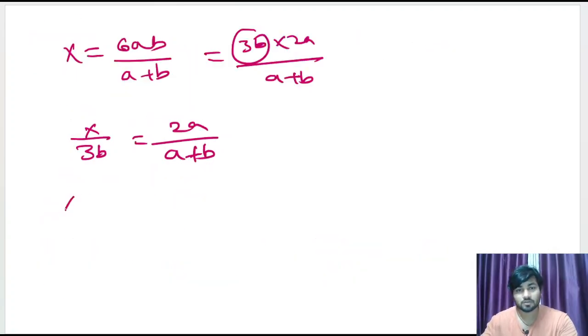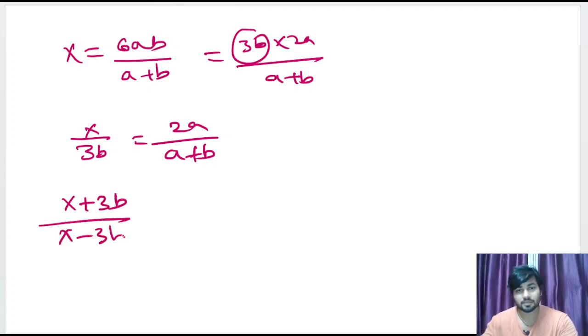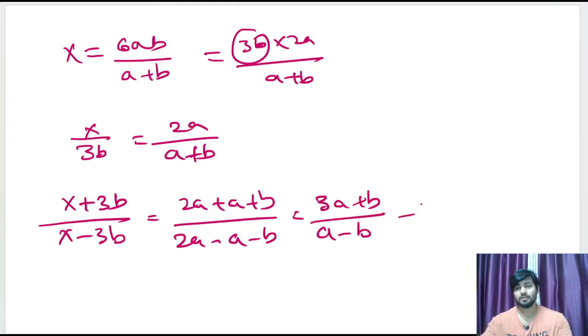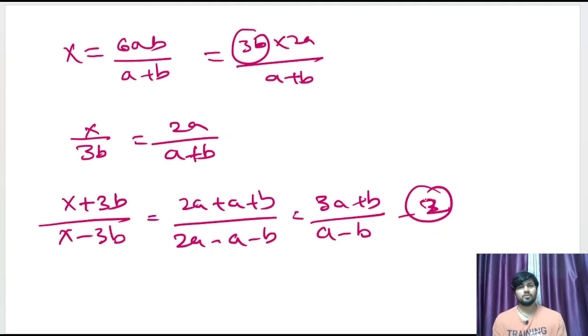So what will it give me? It will give me x plus 3b upon x minus 3b equals 2a plus b upon 2a minus b. What will I have here? 3a plus b and a minus b. Got it? This will be my equation number 2. Now I don't need to do anything else. Just add the two equations and I will get the expression that I need.